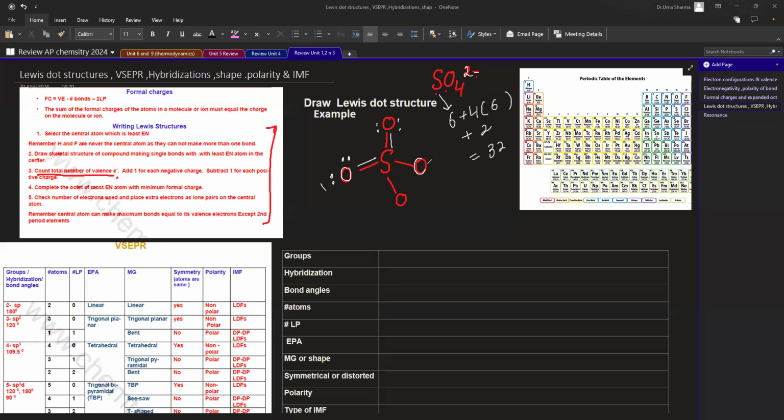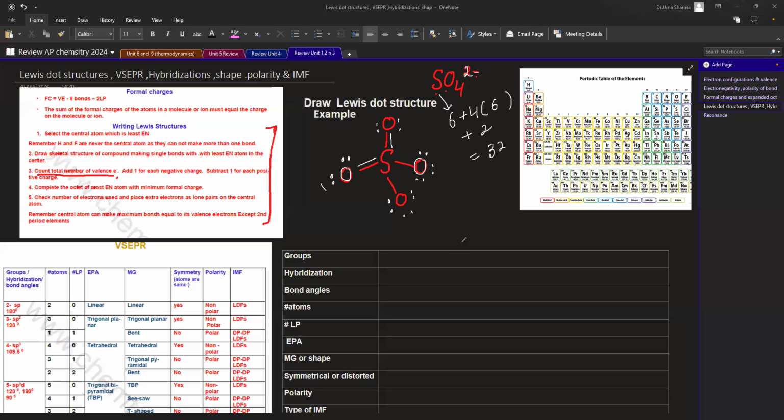Now, how many electron pairs do I have to place here? 3, to complete the octet, now 6 plus 2, 8. 3 here. Now start placing and check how many electrons you have placed. 8, 8, 8, 8, all 32. So all electrons are used up. Nothing left. You are done.